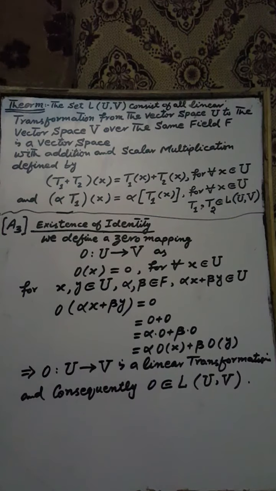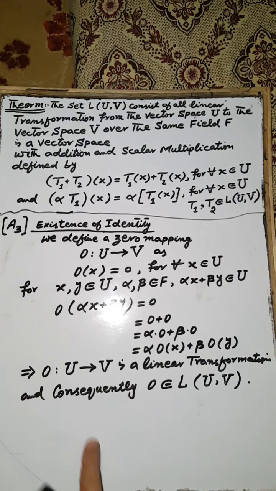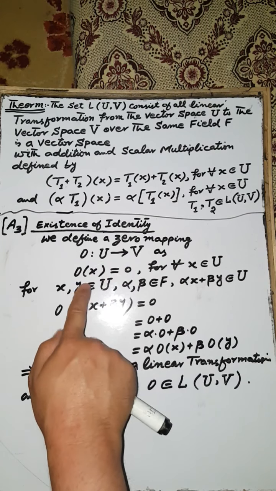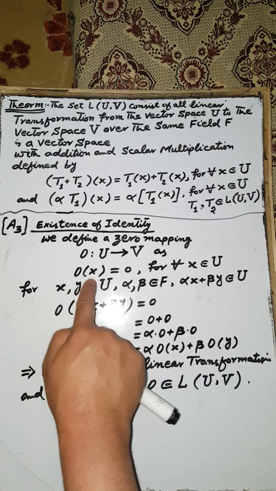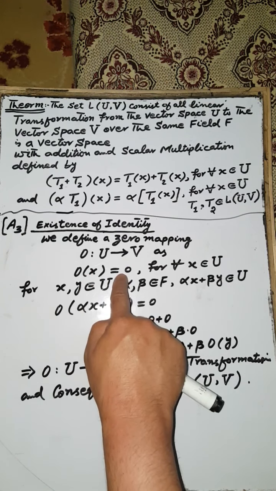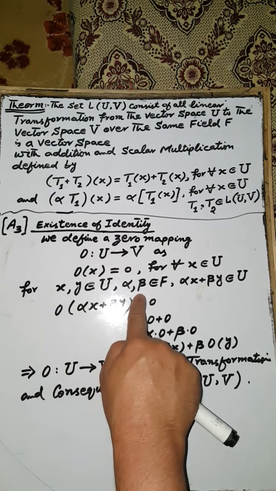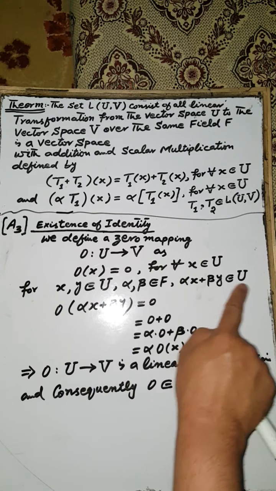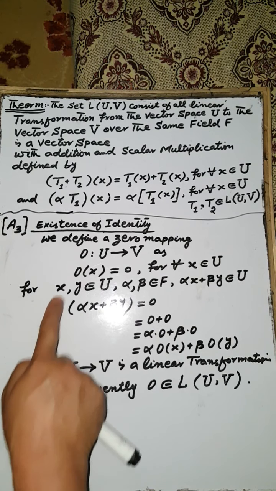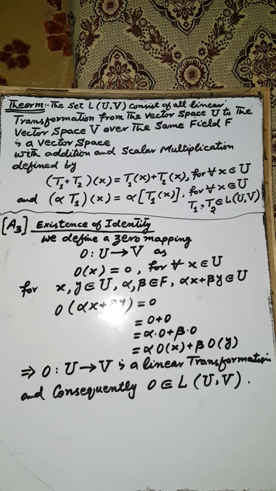To check another condition, the existence of an identity linear transformation. That is, we define a zero mapping 0 from the vector space U to the vector space V, defined by: when we apply the zero function on any vector of the vector space U, the result will be equal to 0 of the vector space V. For any two elements x, y of the vector space U and two scalars alpha, beta, alpha x + beta y is again an element of the vector space U, and when we apply the zero mapping on this resultant element, the result will be equal to 0 according to the given condition.